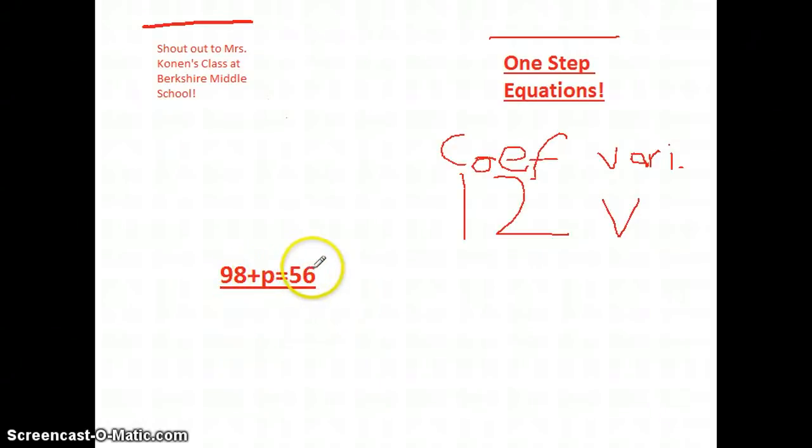So, here's a harder one: 98 plus p equals 56. What you would do first is the same thing, except because 98 is on this side, it works like either a negative or a positive, so it works either way. Since this is a positive 98, we would do minus 98, and then we would also do minus 98 on this side. Then you would put the p as itself, equals 56 minus 98.